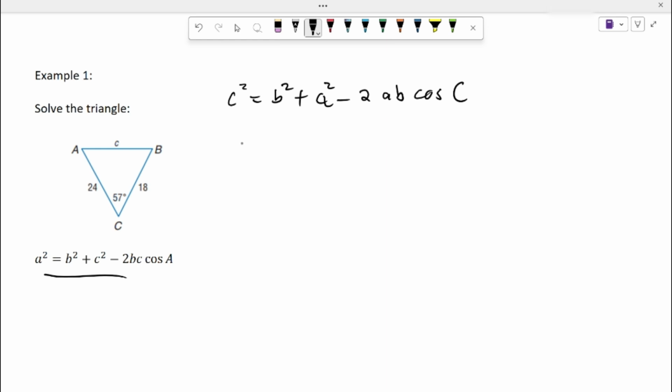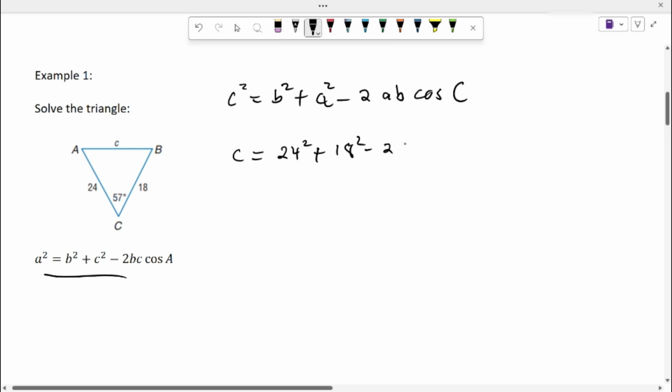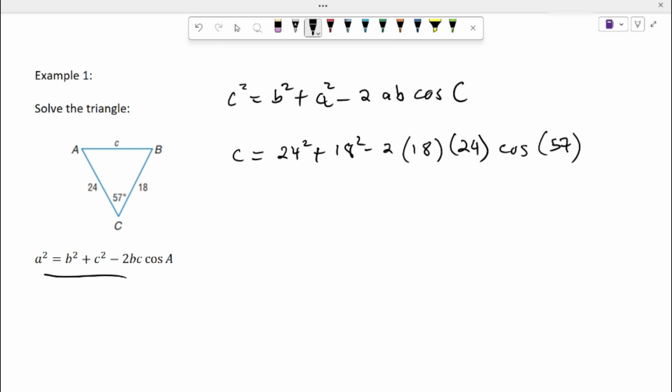And now we can start plugging in numbers. So c equals, b is 24, so 24 squared plus 18 squared minus 2ab. So ab in this case, or ba, doesn't matter, 18 times 24, since we're multiplying, it doesn't matter. Cosine of angle C, that's the important information we know, is 57. If we didn't know cosine of C, we couldn't use the law of cosines because we can't solve for two variables in one equation. So then this is c squared.